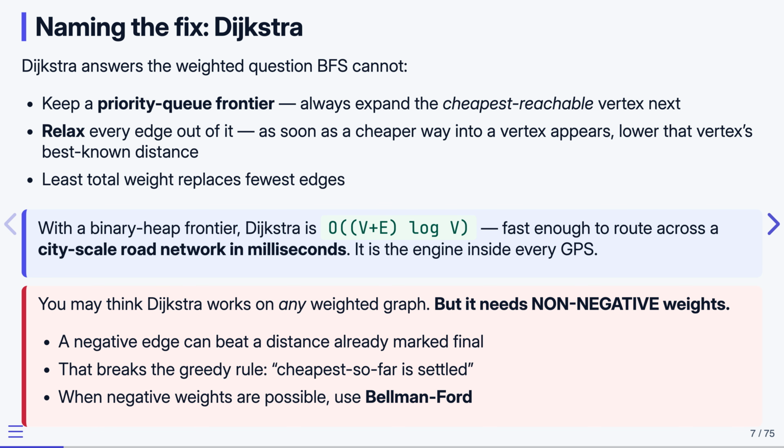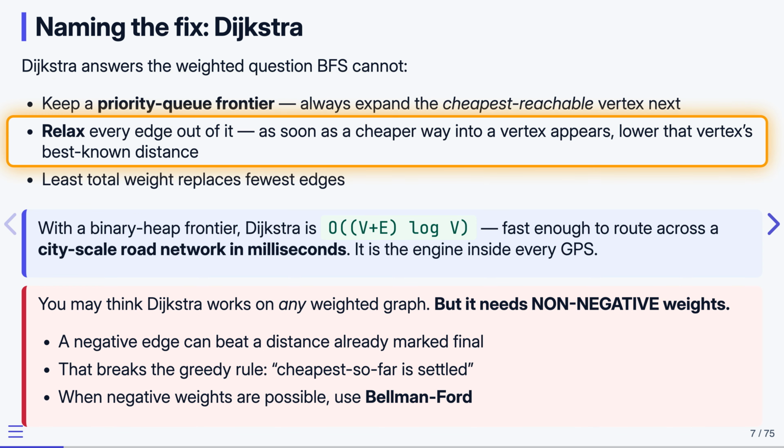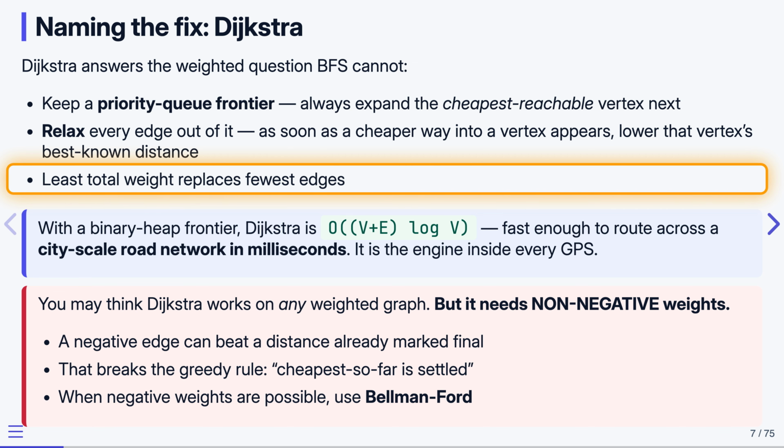The fix has a name, Dijkstra. Dijkstra answers the weighted question that breadth first search cannot. It keeps a priority queue frontier. It always expands the cheapest reachable vertex next. It relaxes every edge out of that vertex. As soon as a cheaper way into a vertex appears, it lowers that vertex's best known distance. So least total weight replaces fewest edges.